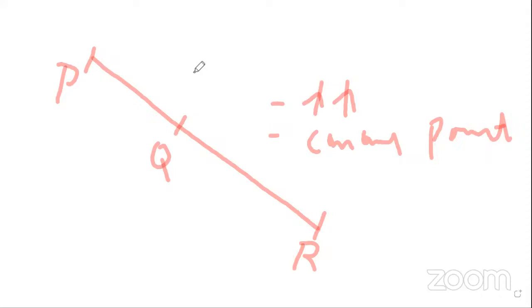Now the first bit, how do you prove that a vector is parallel to the other? For it to be parallel to the other, it has to be a scalar multiple of the other.